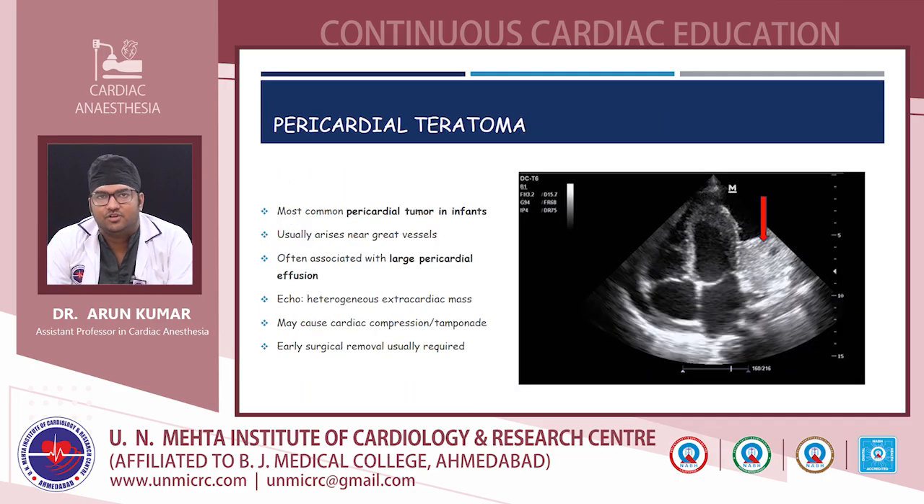So the last tumor is pericardial teratoma. It is the most common pericardial tumor in infants. It usually arises near the great vessels, aorta or pulmonary artery. It is often associated with a large pericardial effusion. On echo, you can see a heterogeneous extracardiac mass. It can cause cardiac compression or tamponade. Early surgical removal is usually required. This is a transthoracic apical 4-chamber view showing an extrapericardial mass that is actually compressing the cardiac chamber.